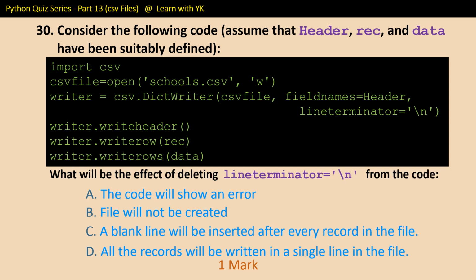Question number 30. Again same code is given and you have to tell what will be the effect of deleting lineterminator equal to \n from this code. If we remove this keyword argument, then what will happen? Choose the correct option from A, B, C and D. And the correct option is option C. A blank line will be inserted after every record in the file.